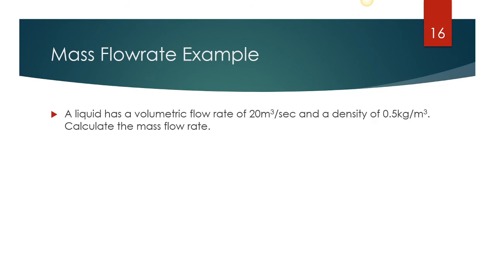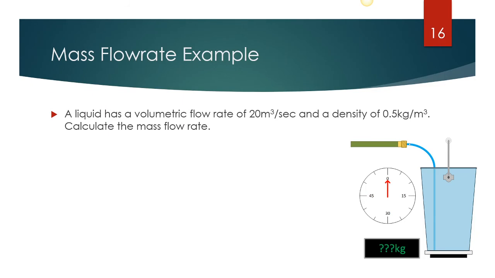So a liquid has a volumetric flow rate of 20 cubic meters per second. Okay, so we're in the System International units here, and a density of 0.5 kilograms per cubic meter. Calculate the mass flow rate. So we have something that is being pumped. We don't know whether it's water or what, but we are trying to figure out per, in this case, second, what mass is flowing through there. So let's use our formula. M dot equals V dot times rho.